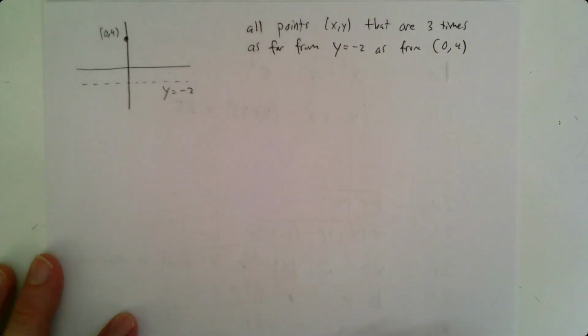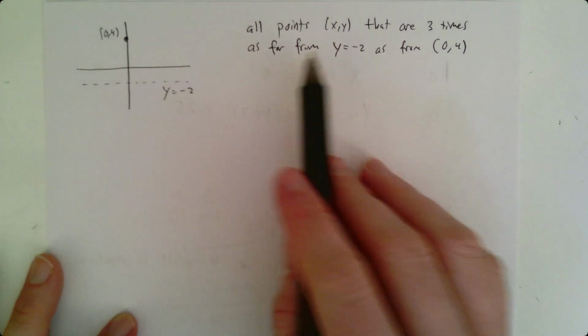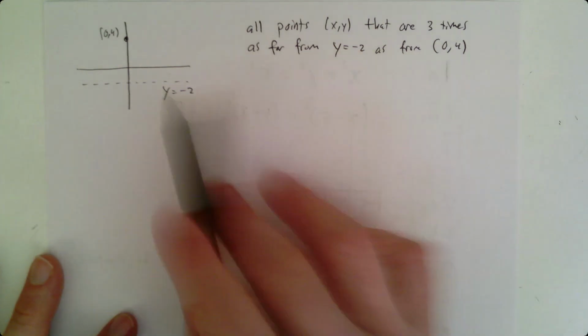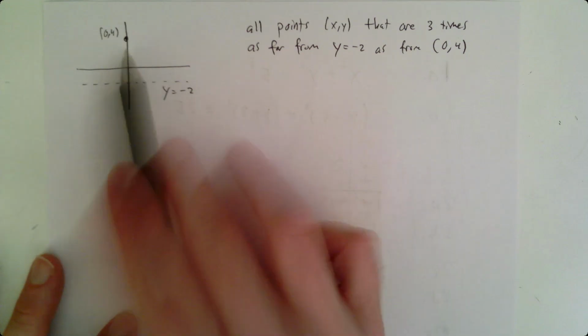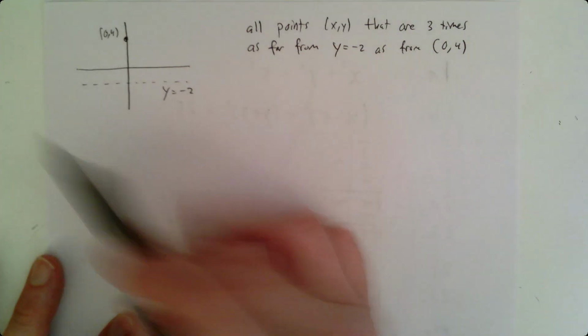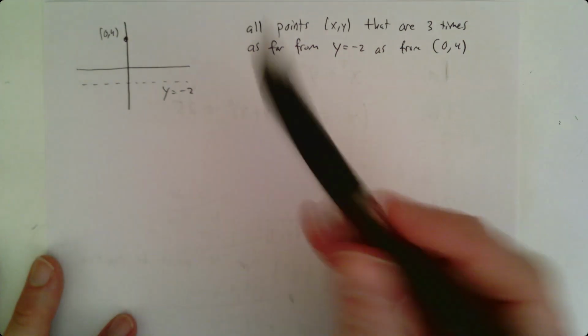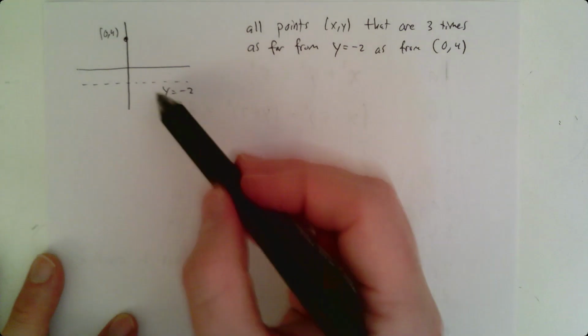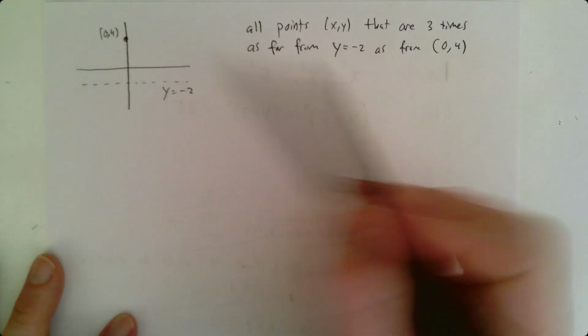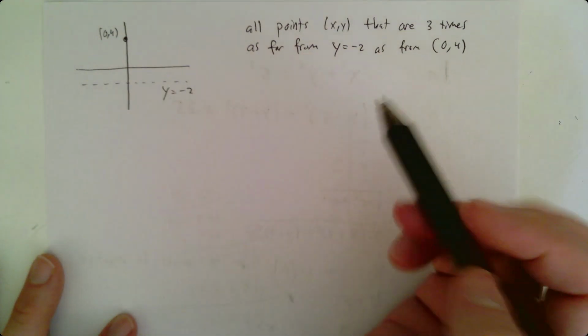Okay, let's solve one of the classic problems. Let's find all of the points x, y that are 3 times as far from this line as they are from that point. So the first step is sketching in the scenario. Here's the point, here's the line. I'm going to try and put a point that maybe satisfies this description.